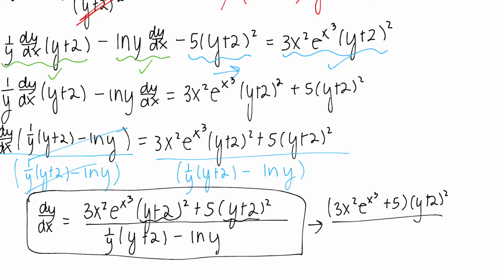And then on the bottom, instead of 1 over y times y plus 2, it's y plus 2 over y minus ln y, but it's the same answer.